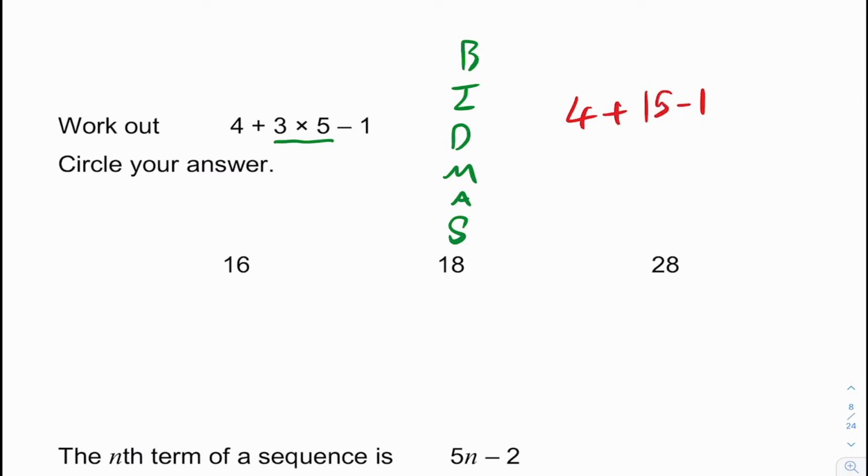Take away 1. We then do any addition. Okay, so let's do 4 plus 15, which is 19. Then we've got take away 1, which is equal to 18. So the answer for this question is 18.